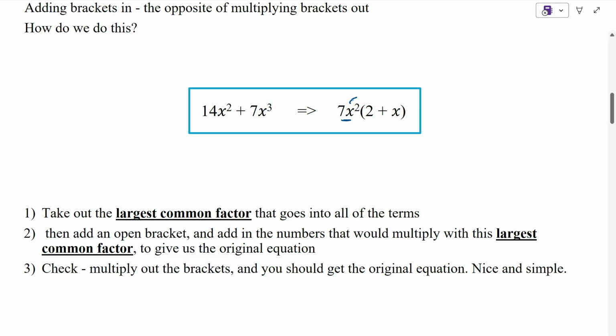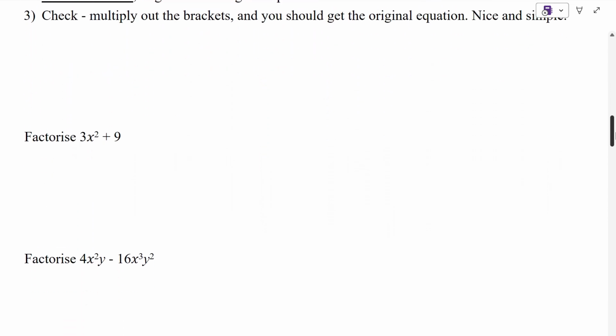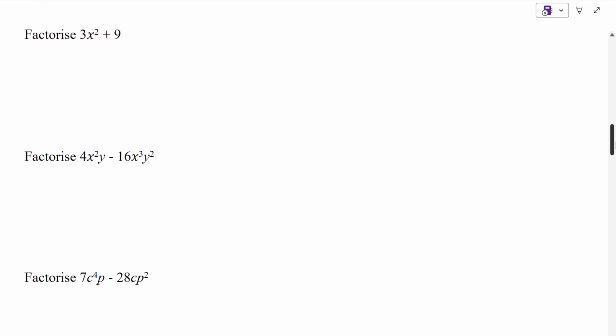And just as a check, simply multiply out the brackets and we should get this original equation. So 14x squared plus 7x to the power of 3. Nice and simple. Okay, moving on now to some practice questions.